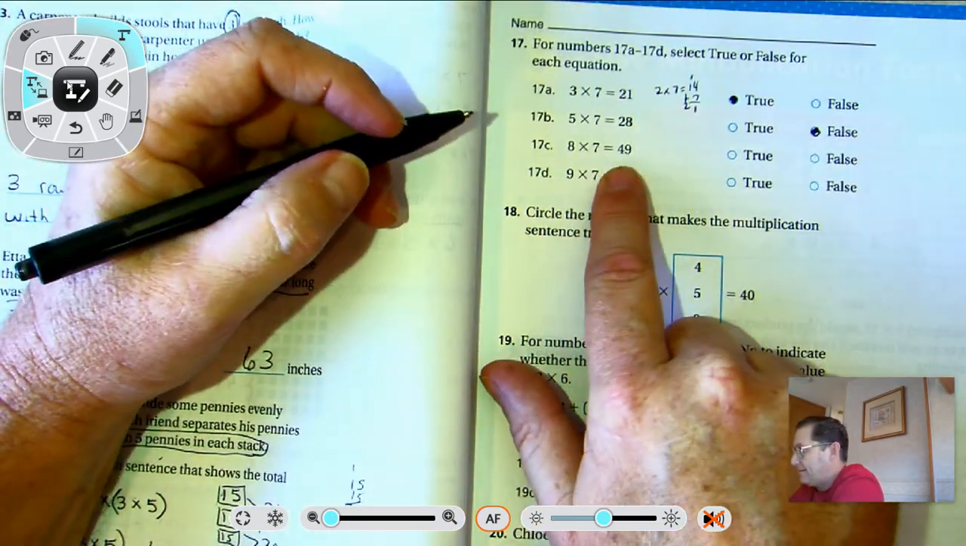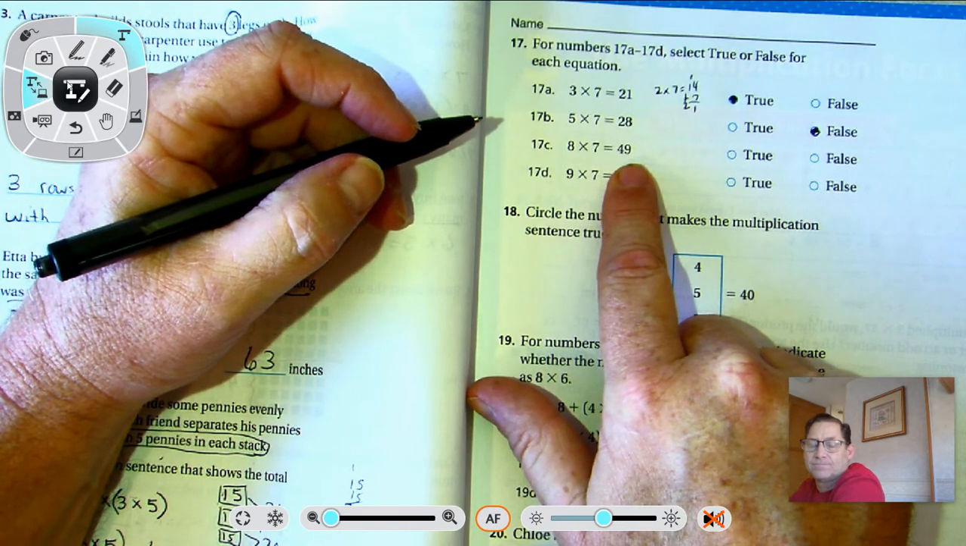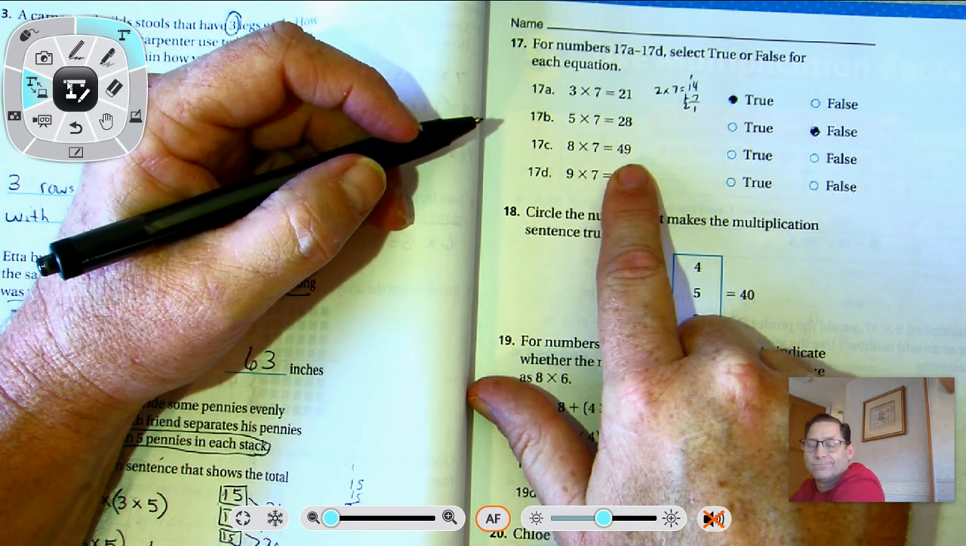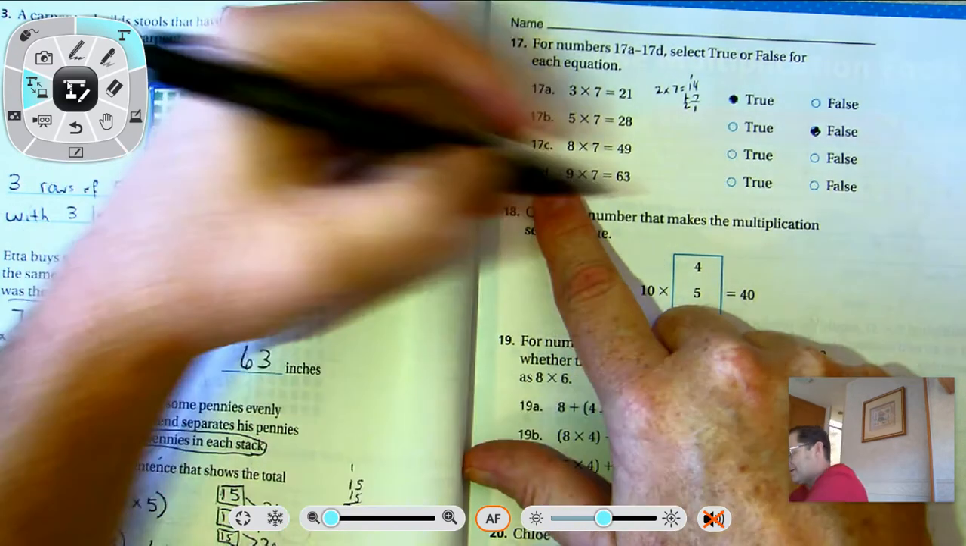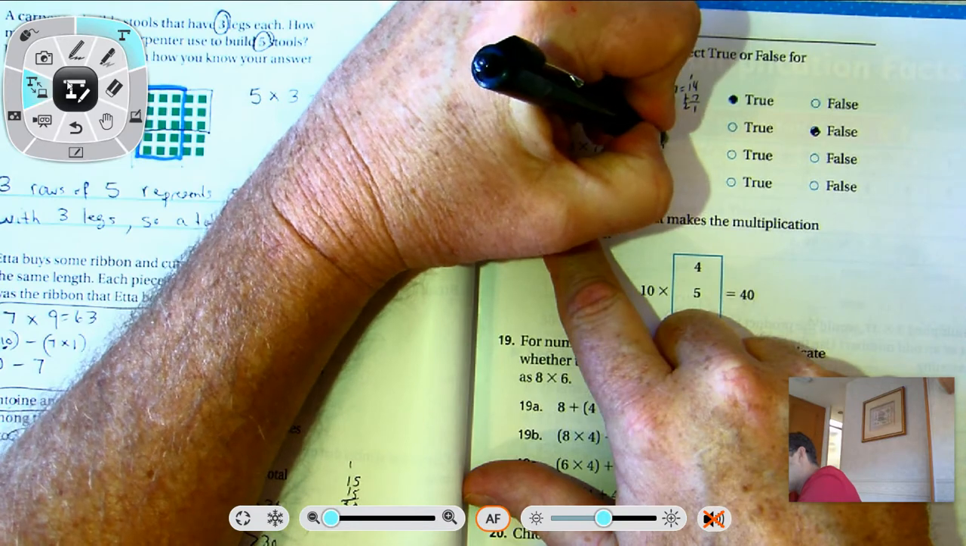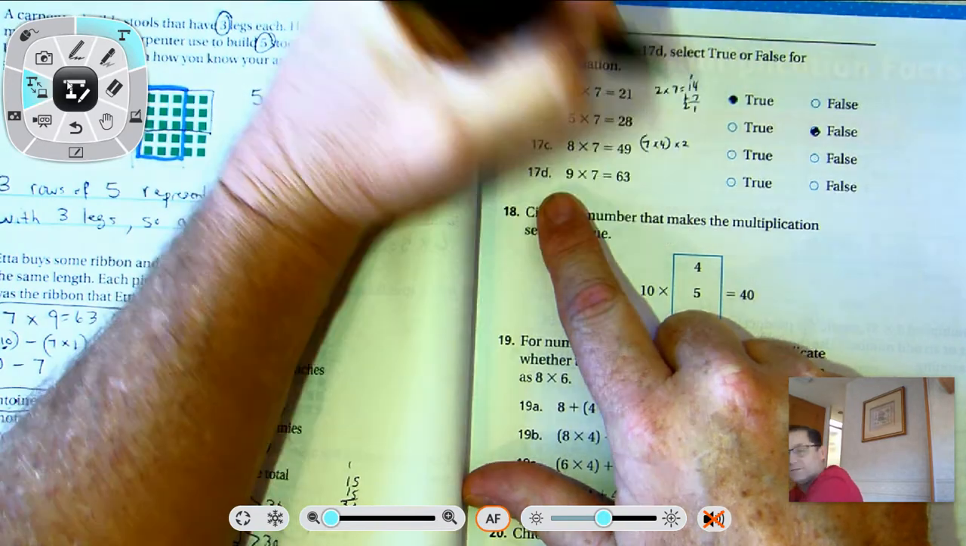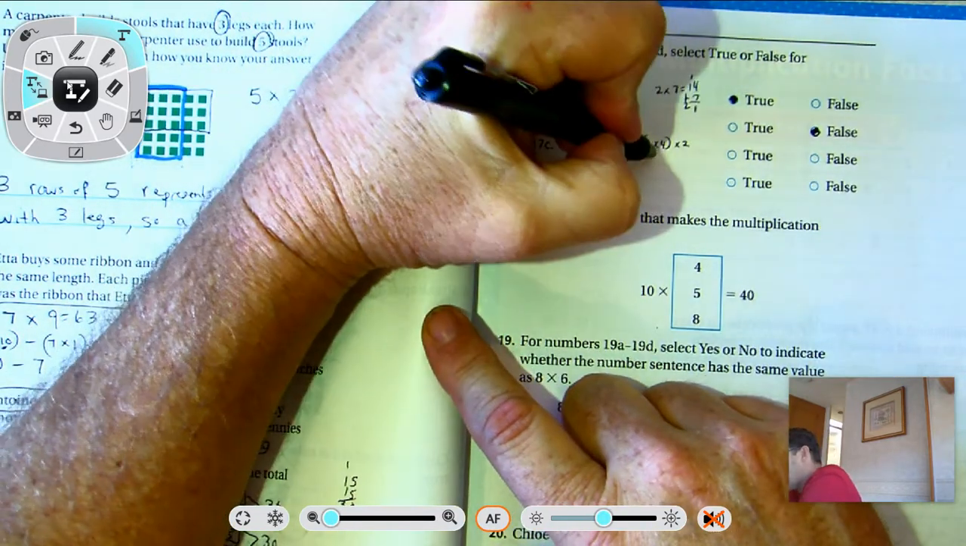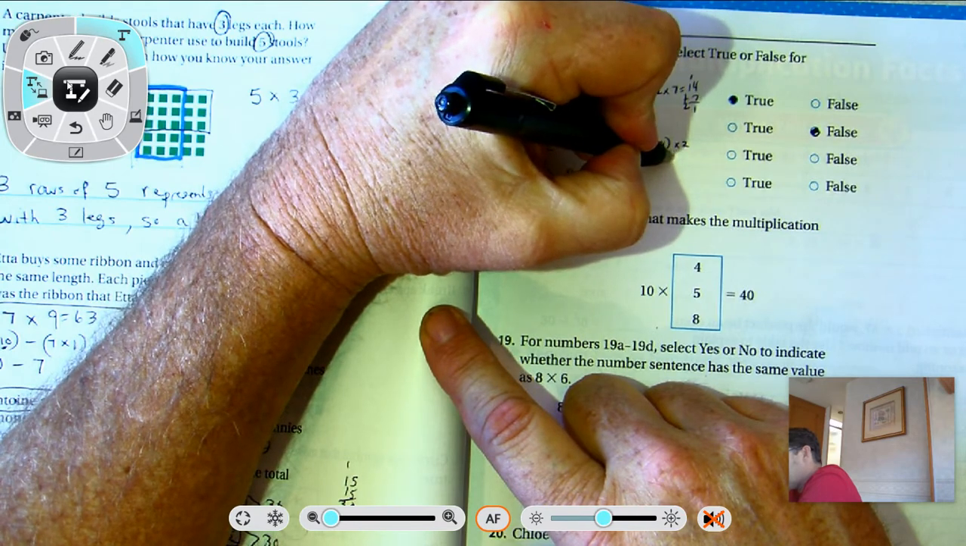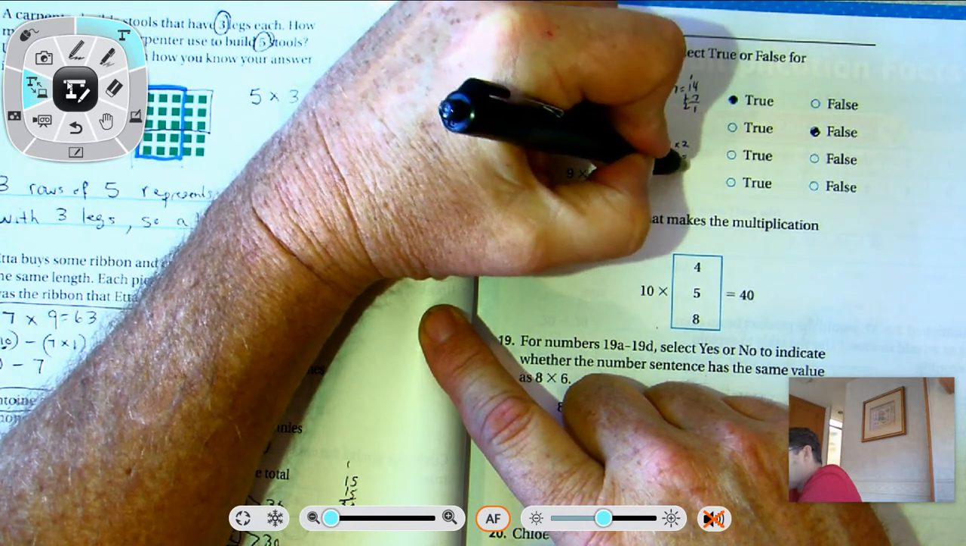8 times 7 is 49. I don't think so. 7 times 8, that's the same as 7 times 4 doubled. 7 times 4 is 28. So 28 times 2 is the same as 28 plus 28.